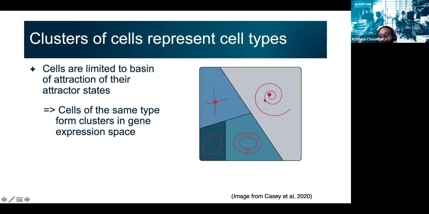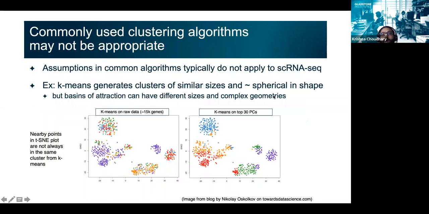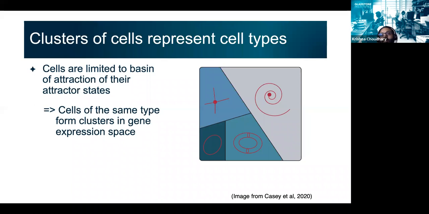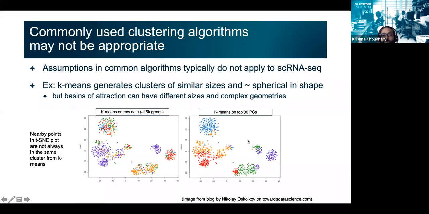So that is why clusters arise in the data. And our goal in clustering is to identify those basins. Since we don't know all about the mechanistic details of the biology, we cannot theoretically know where the boundaries separating the different basins of attraction of cells are. So we have to rely on unsupervised approaches such as unsupervised clustering.